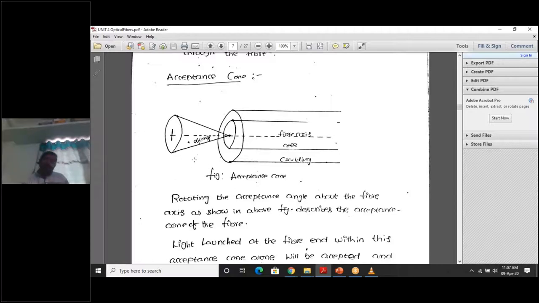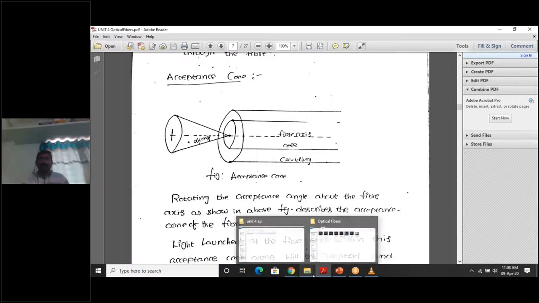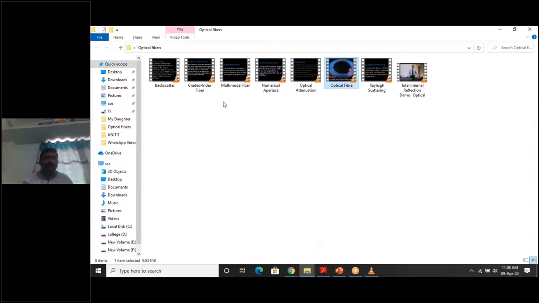If you launch a light ray with an angle of incidence greater than this acceptance cone, or out of the cone, that light ray cannot propagate from one end to the other end by total internal reflection. Only light rays launched within this acceptance cone can travel from one end to the other end of the optical fiber by total internal reflection. This is called the acceptance cone. Let me show a video.